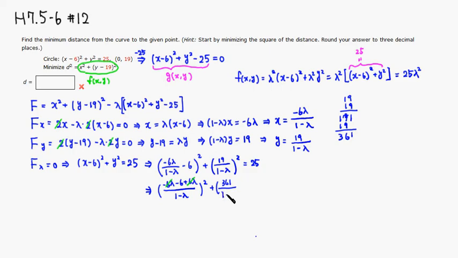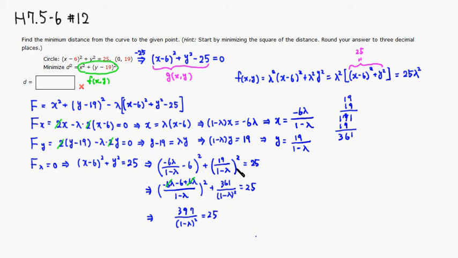So you have 361 over 1 minus lambda squared, equal to 25. Then I'm going to combine this. Negative 6 squared would be 36, so it's going to be 397 over 1 minus lambda squared, equal to 25.